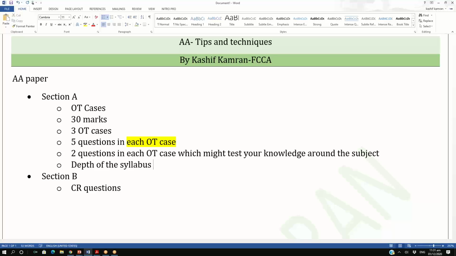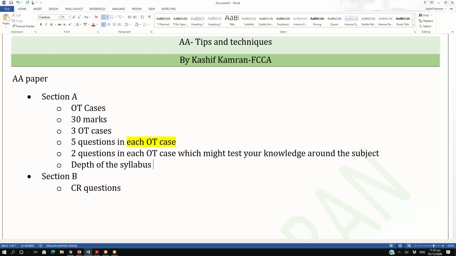Now, those OT questions which are purely based on the OT case, you need to answer by reading the case study. But those OT questions which are purely on knowledge, you can only pick the right answer if you know the knowledge of the subject matter.